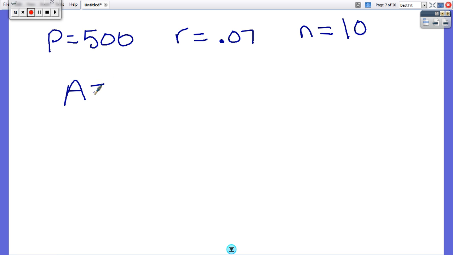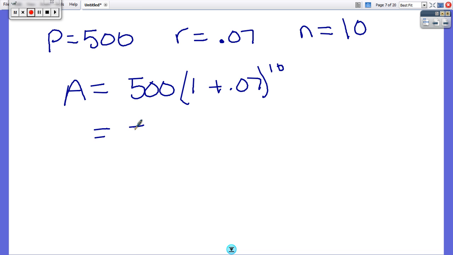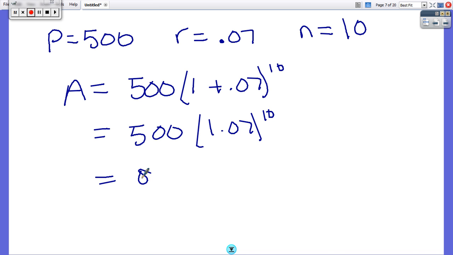I'm going to have A is equal to 500 times (1 plus 0.07) to the n, which is 10. And that's the same as 500 times 1.07 to the 10. And if you do that on your calculator, you get approximately $983.58. Pretty easy. Didn't have to use logs, didn't have to use natural logs. We are going to have to for this next one.